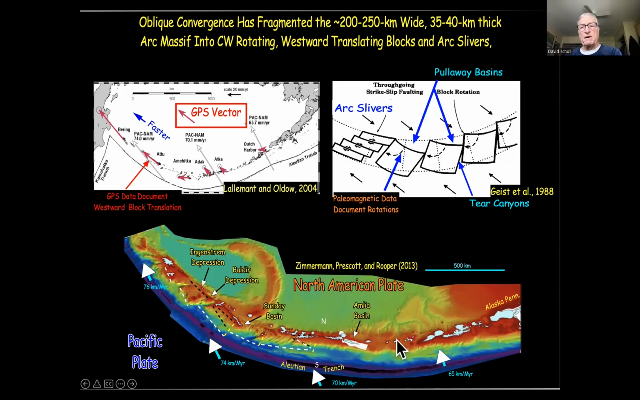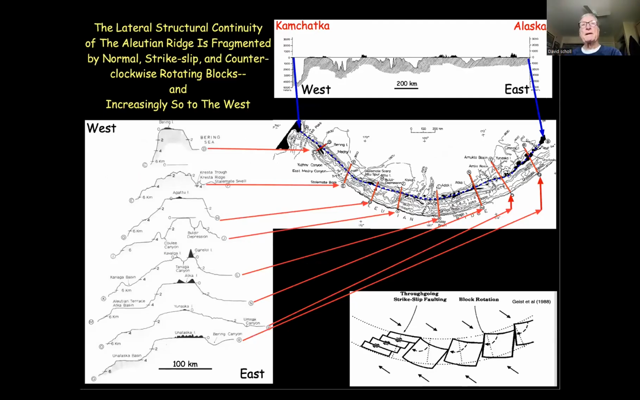So we have a lot of the arc being torn up, but it's a very wide arc and a very thick arc. So the lateral structural continuity of the Illusion Ridge is fragmented, for sure, by normal, strike slip, and counterclockwise rotating blocks. And the speed of all of this going on is increasingly so to the west. You draw cross sections across the arc, you can see as you go to the west, it gets thinner and thinner and thinner as you get into more and more of these arc slivers, more and more into this model.